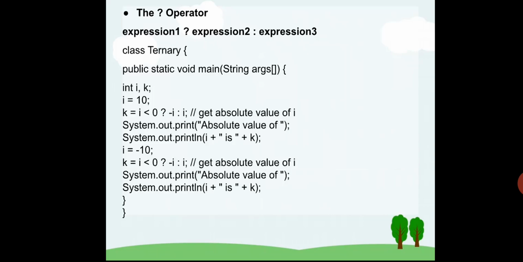Fine. So how will the program get evaluated? The i value is 10, isn't it? Is 10 less than 0? No, right? Then definitely it will go for i, not for minus i, because the condition is false. So directly it will jump to the last part, the third expression. So it is going to print the output: absolute value of i is nothing but, or i is 10. It will print like 10 is 10.